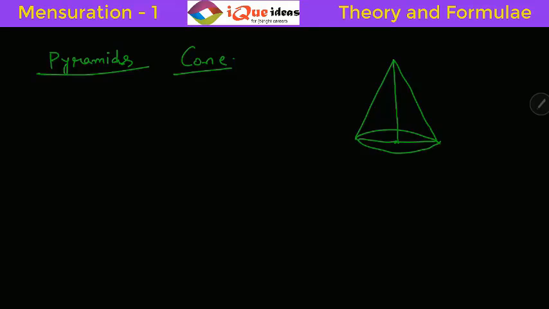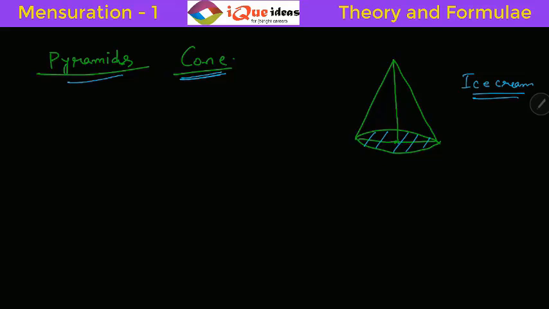Now the next family is pyramid. Out of pyramids, we have to study only one of them, that is cone. Now cone has a circular base, right? This cone is same as ice cream cone. I'm sure all of you have seen ice cream cone. This is the same solid structure that we are talking about.